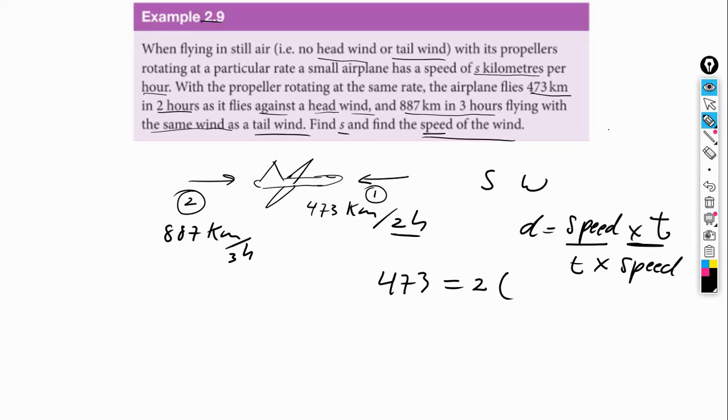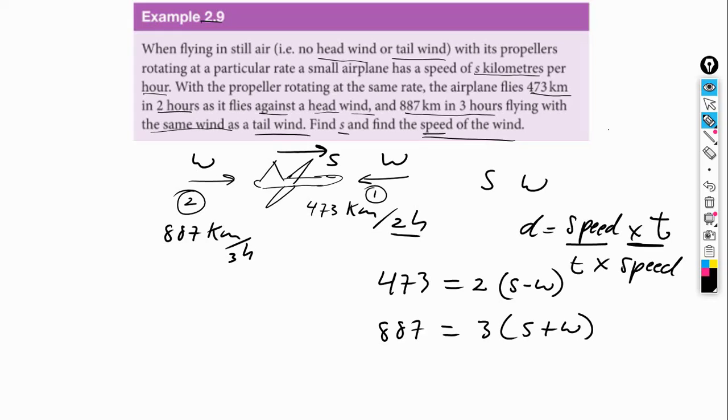Well, we know that the airplane is flying in this direction with a speed s, but the wind is blowing in the opposite direction with a speed w. So that means that we're going to get a total speed of s minus w. So this would give us the distance of 473 kilometers. Likewise, for 887 kilometers, we have 3 hours, and we have the speed of the airplane, but this time the wind is a tailwind, so it's going to favor the speed of the airplane. It's going to make it go faster.